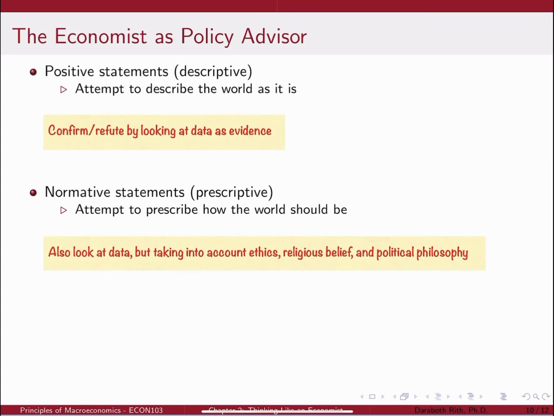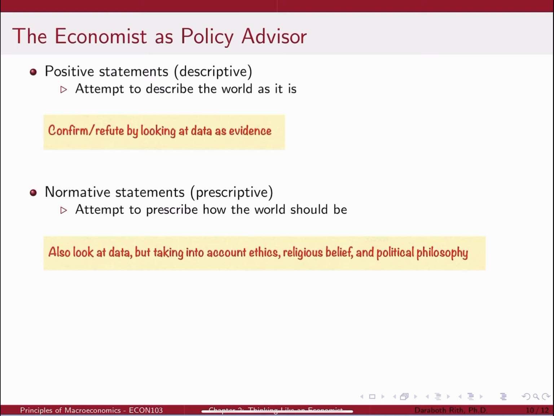How about economists as policy advisors? We discussed this as positive statement versus normative statement. A positive statement, or descriptive, attempts to describe the world as it is. The economists who believe in this statement confirm or refute the claim by looking at data as evidence.